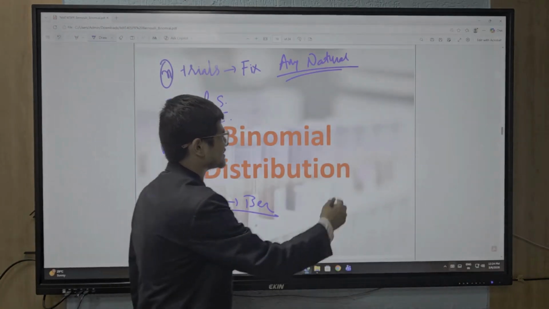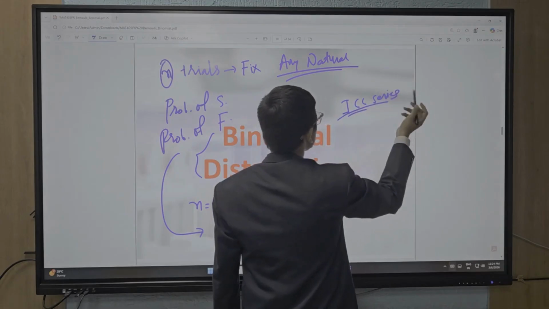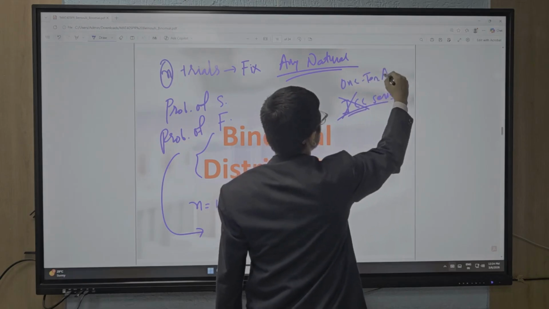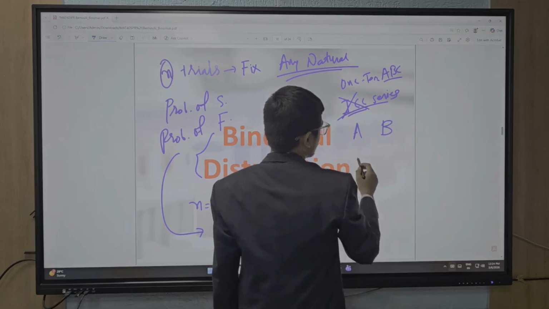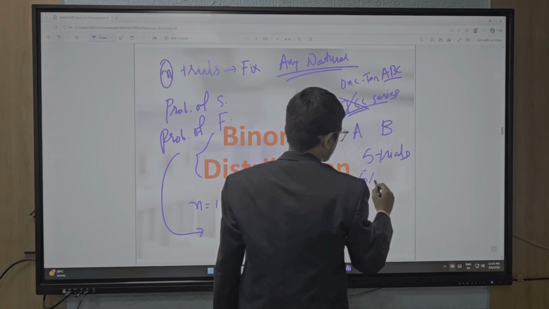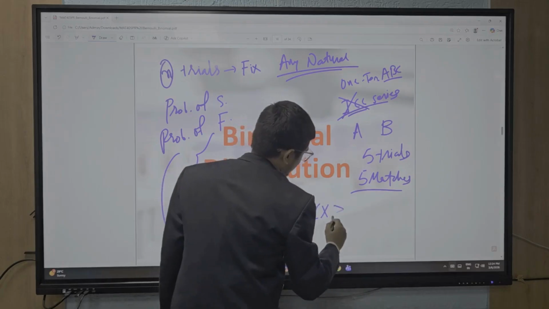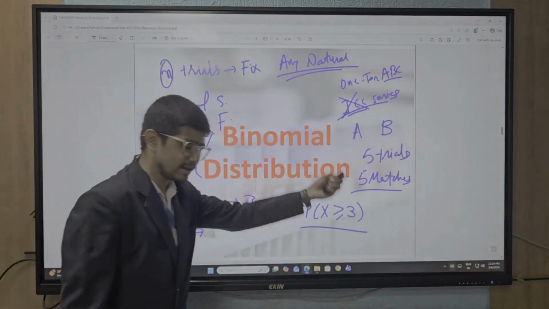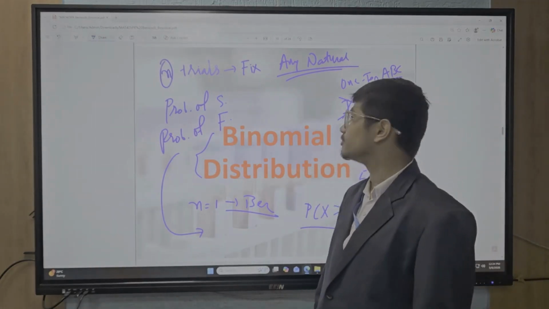Let's understand, we have some tournament, one series, between team A and team B. We have 5 matches, meaning number of trials is 5 matches. To win the series, we have to win at least 3 matches. In this scenario, to calculate the probability, we use the binomial distribution.